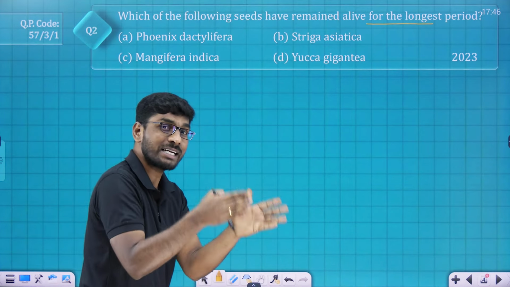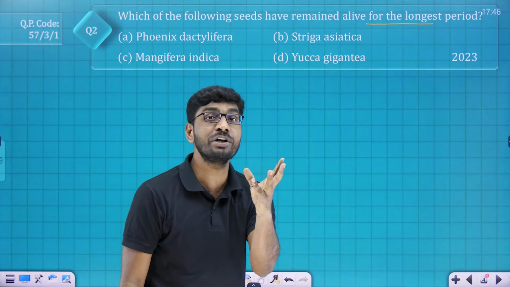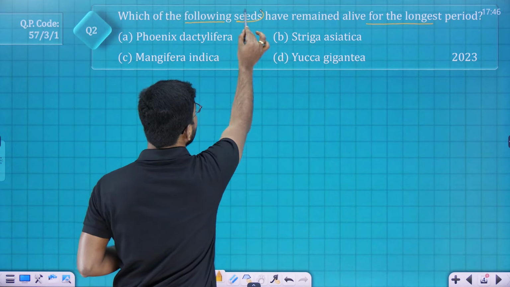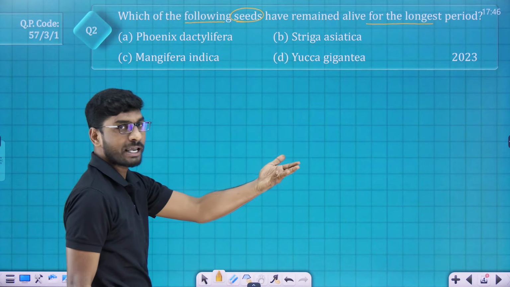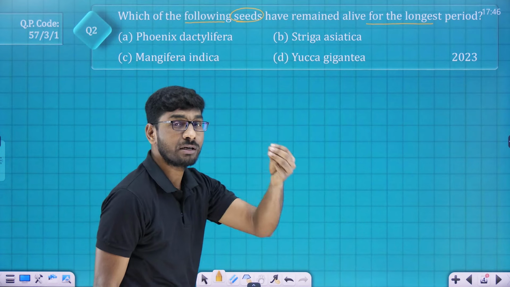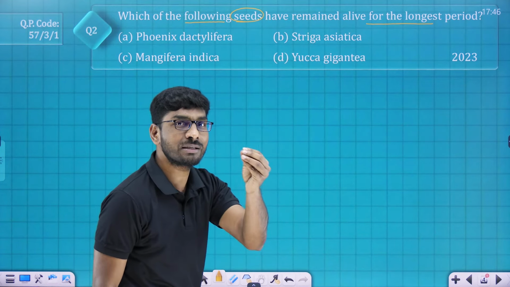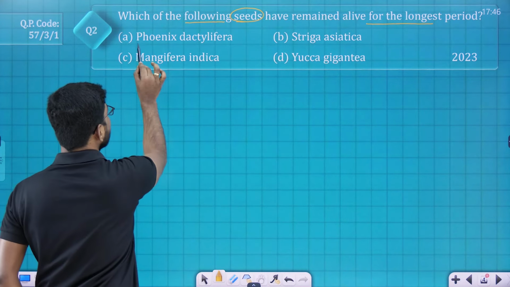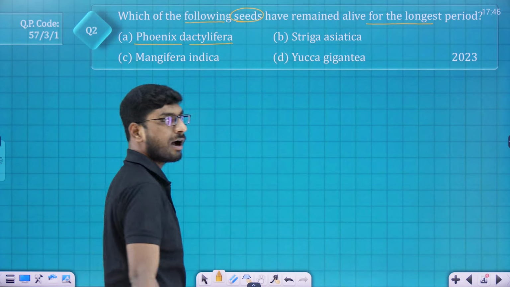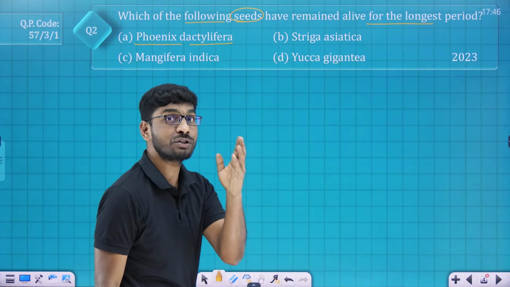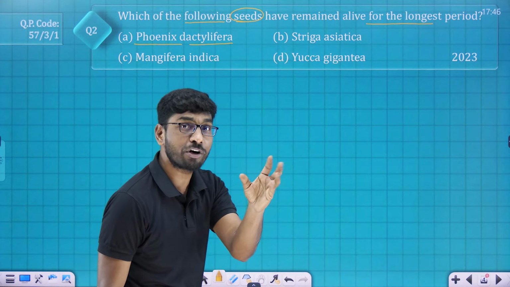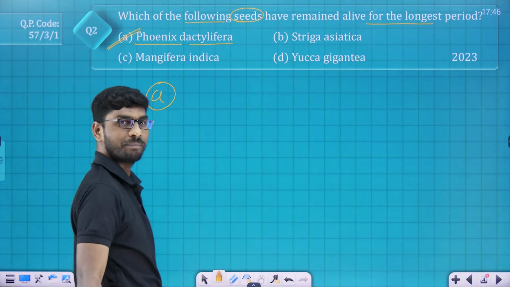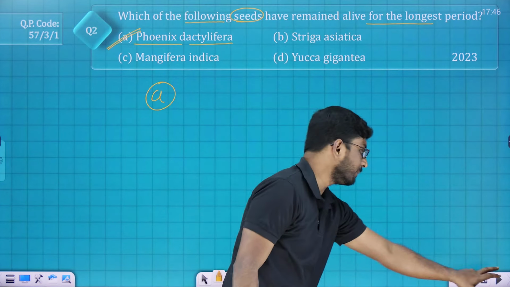What is inside the seed? Inside the seed, the embryo is there. Look at what they mentioned. NCERT clearly mentions that 2000 years back, one date seed was identified. The name of the seed is what? Phoenix dactylifera. Phoenix dactylifera is 2000 years old, and it's a long period of time. It's still alive. So option A is the right answer. Am I clear? Come to the next question.